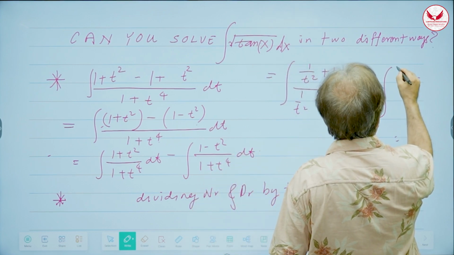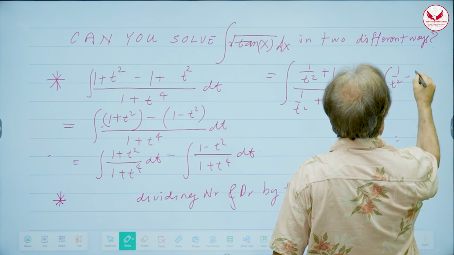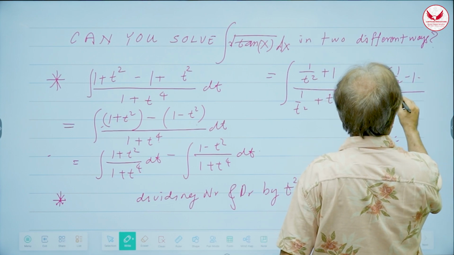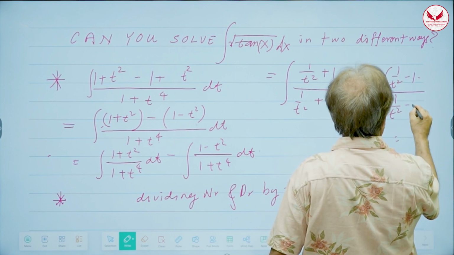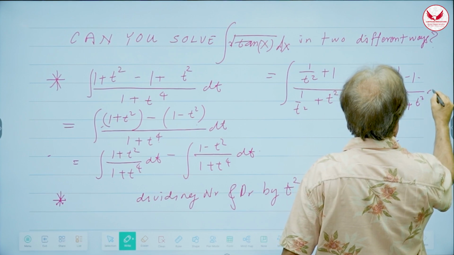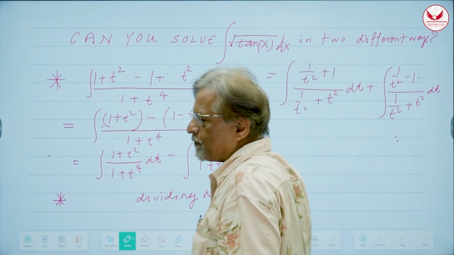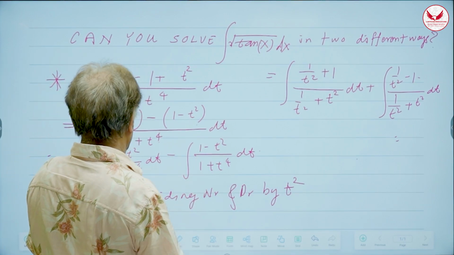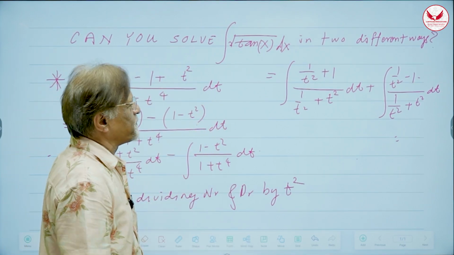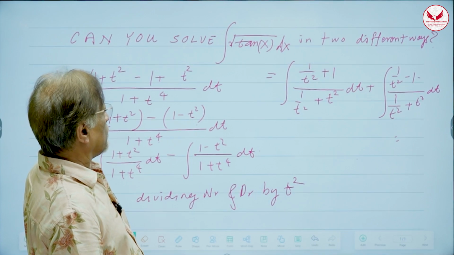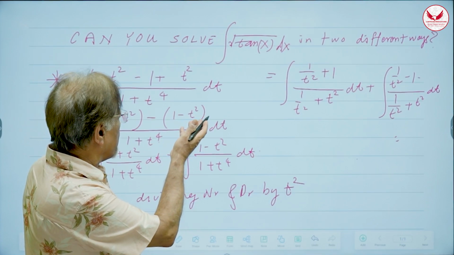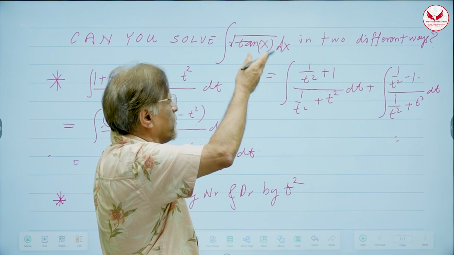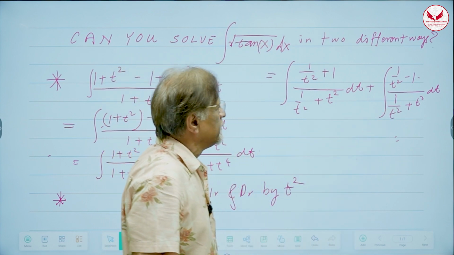So it becomes 1 upon t square minus 1 divided by, denominator remains same, 1 upon t square plus t square dt. Now you will be wondering, what is the use of all this manipulation? Because it looks like quite acrobatic steps. Fine. So the terms in t are literally dancing from numerator to denominator, numerator to denominator. What is the advantage of this?